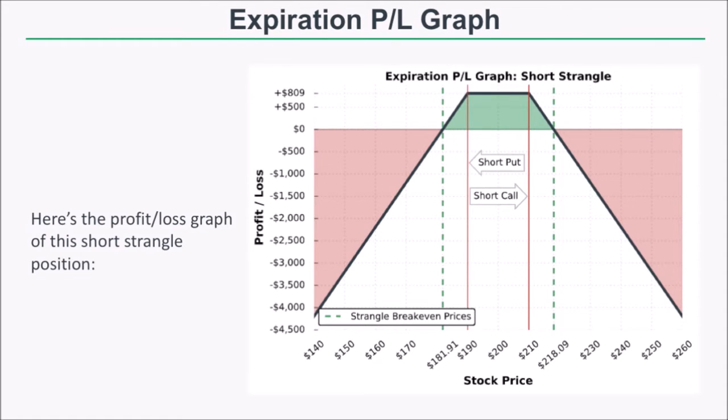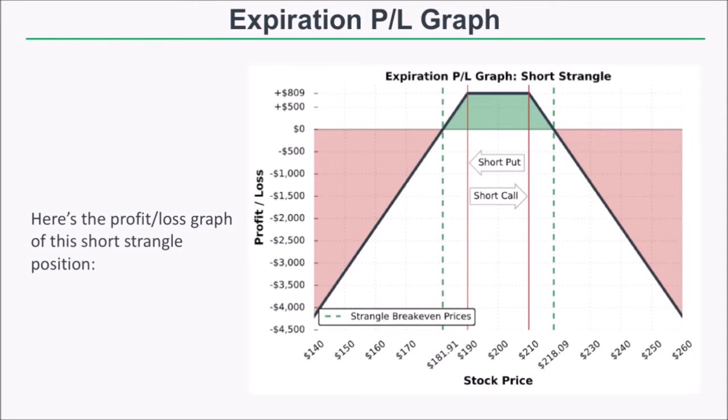Essentially, this means that if the stock price remains between 181.91 and 218.09, we will make money on this trade. Now, if the stock price is right at one of our break-even prices, then that means one of our short options will be worth the same amount that we sold the strangle for at expiration, in which case we won't make any profits or losses.